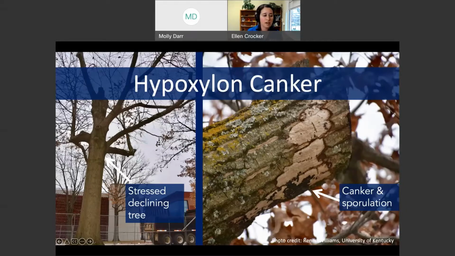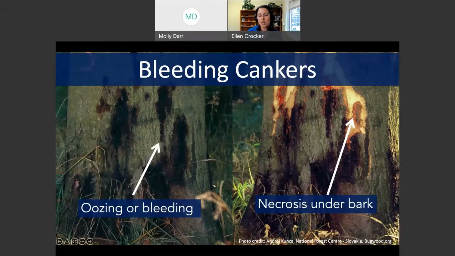There are also many other types of cankers. You might see bleeding cankers, which kind of ooze wet spots from the bark.